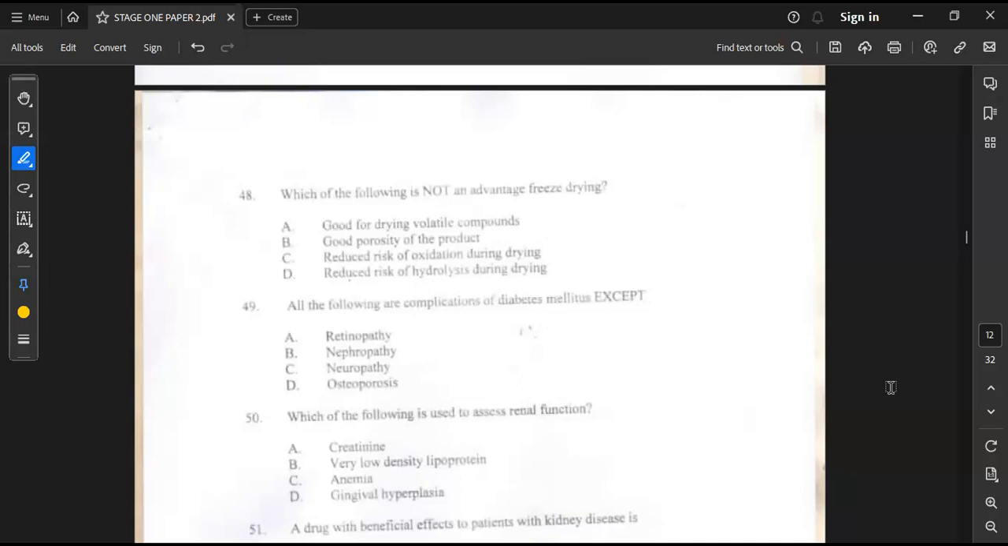It says closing vials under inert gas is adapted to oxygen sensitive product, does that mean it's reducing oxidation? Yes, to my understanding, that's what it means. Let's see, we can all search and then give our opinions. Can someone explain the good porosity of the product? I do not understand that. How is that an advantage?